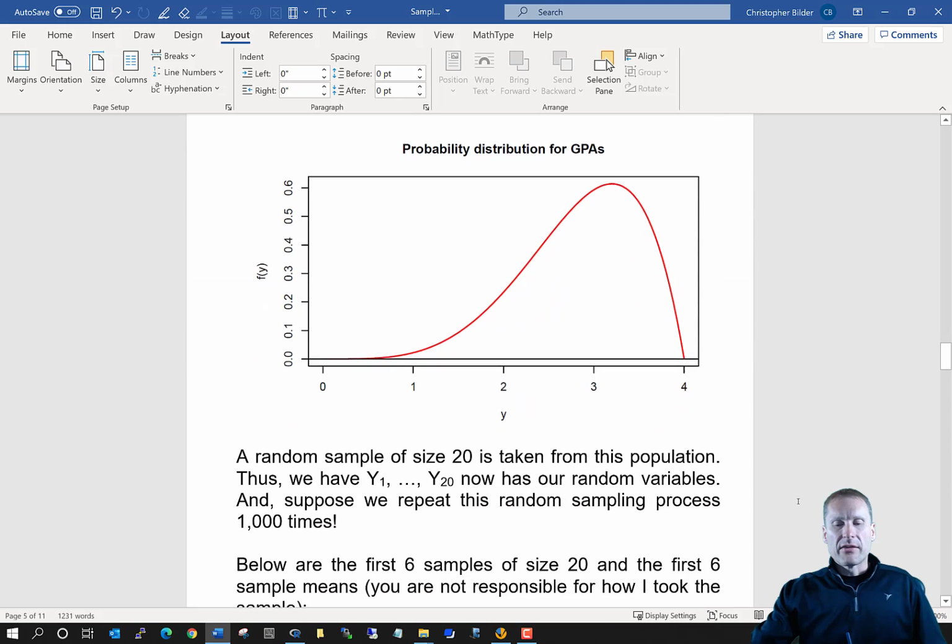Here's what a plot of the probability distribution looks like. Again, what this is representing is, for example, if I want to know what proportion of the population has GPAs between 3.5 and 4.0, I can find the area underneath that curve. Okay, let me go ahead and erase that.